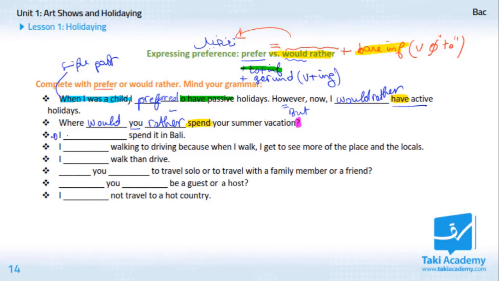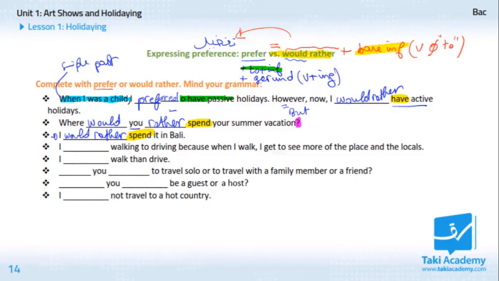The answer is I spend it in Bali. Spend, bare infinitive, so I should write would. I would rather spend it in Bali. And remember, in the question we have would rather, so the answer should have would rather too. Okay, that's another kind of parallelism while asking questions and giving answers.